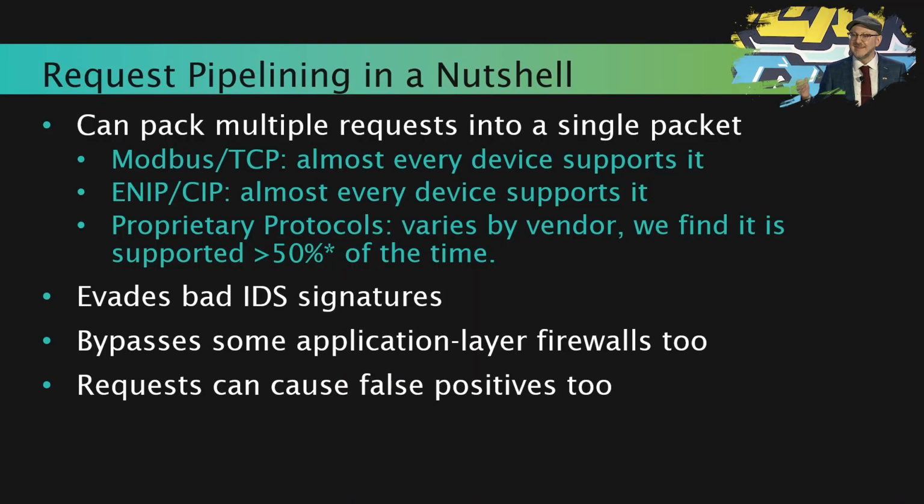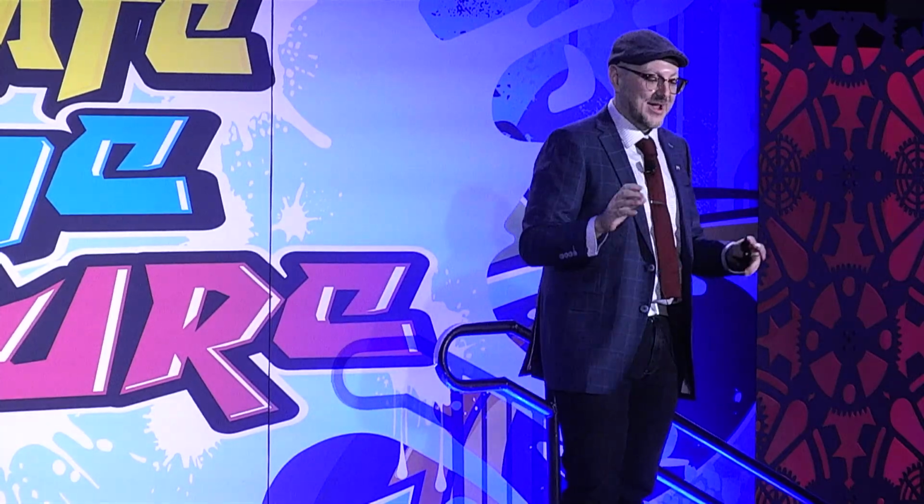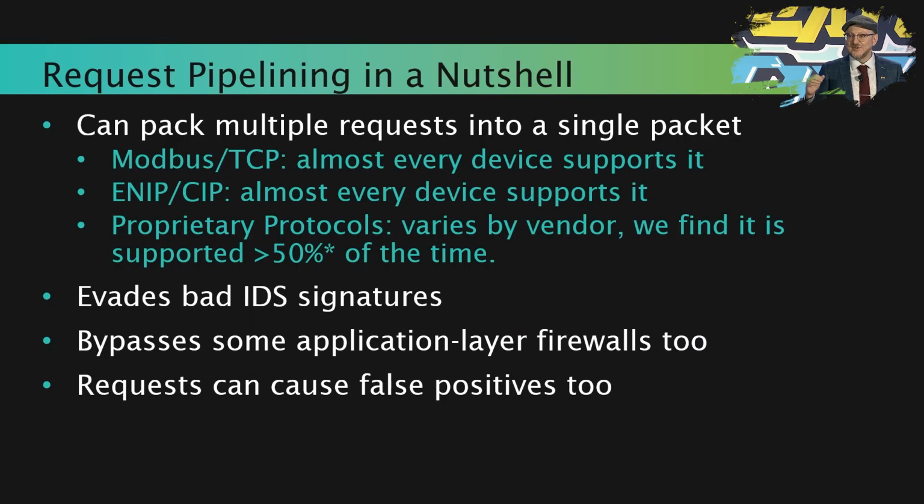So most TCP protocols support request pipelining. Like every single device I've seen that implements Modbus TCP supports it. Like every device I've seen that implements EtherNet/IP supports it. Proprietary protocols also generally support it, and it's just kind of a legacy problem that comes from the way vendors packetize requests internally. So you can use this to evade bad IDS signatures, also application layer firewalls. I won't name names, but there are some out there where you can use this.